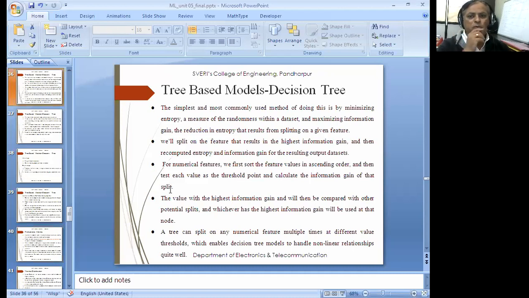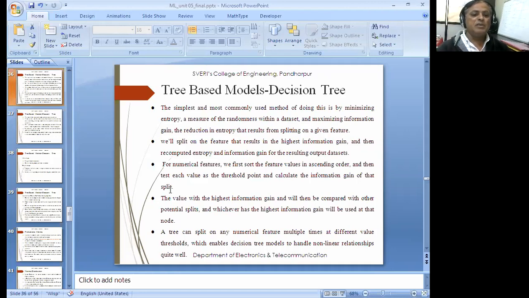Only one important point here is that in this method or model, we are going to minimize the entropy. Then you have to measure the randomness within the data set and maximize the information gain. Thus reducing the entropy results in splitting on the given feature. So obviously the value with the highest information gain will be compared with the other potential splits. Whichever has the highest information gain will be used at that particular node. So that is what tree based models are.